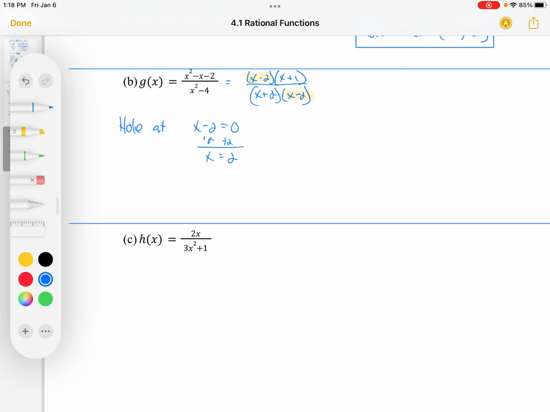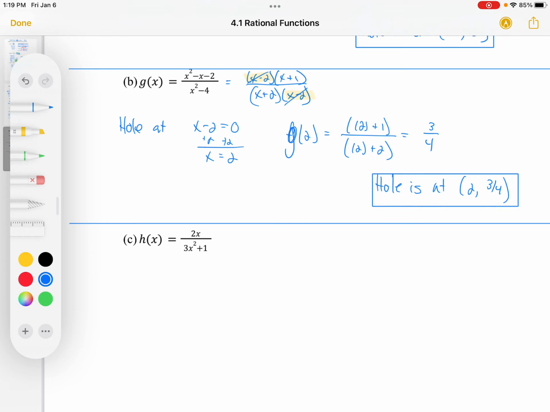And now we're going to substitute that into the remaining function. Oops, this is g of 2. So now I'm going to substitute it into x plus 1, so that becomes 2 plus 1 over 2 plus 2. Just going to do the math there, we get 3/4. So the hole is at 2, 3/4.